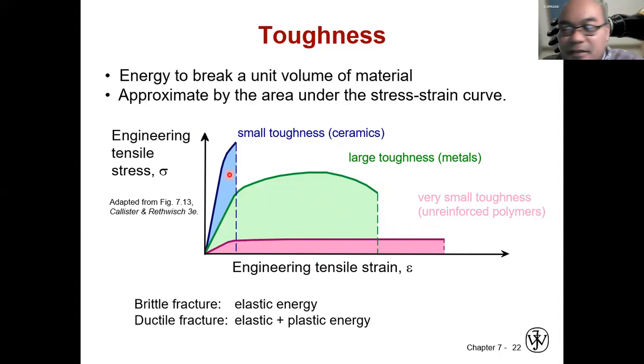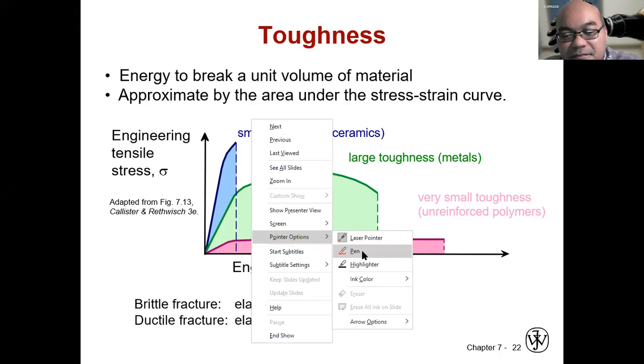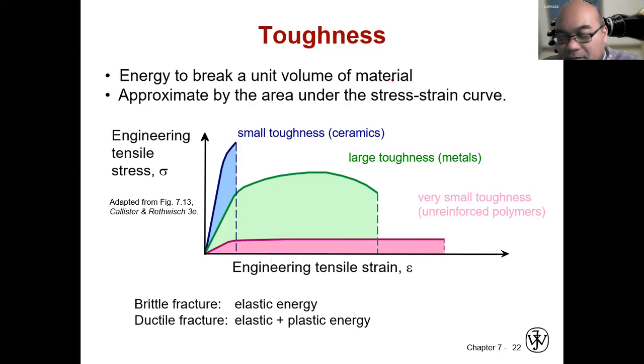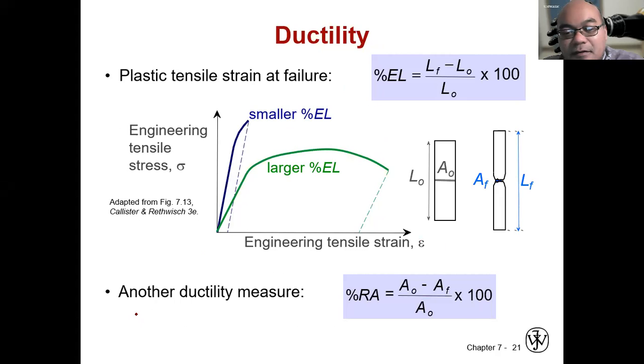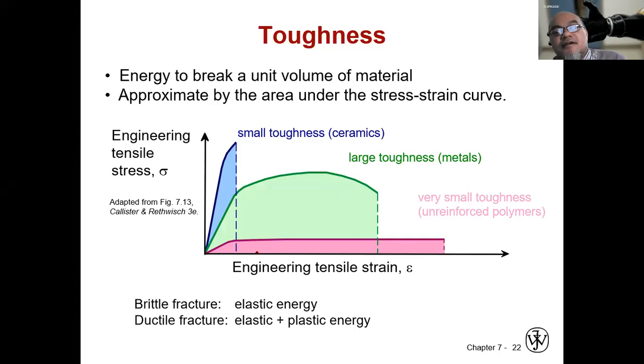Sorry, not fragile, but brittle. The opposite of ductility is brittleness. Just to remind you here, the opposite of ductility is brittleness. The adjective is ductile versus brittle.